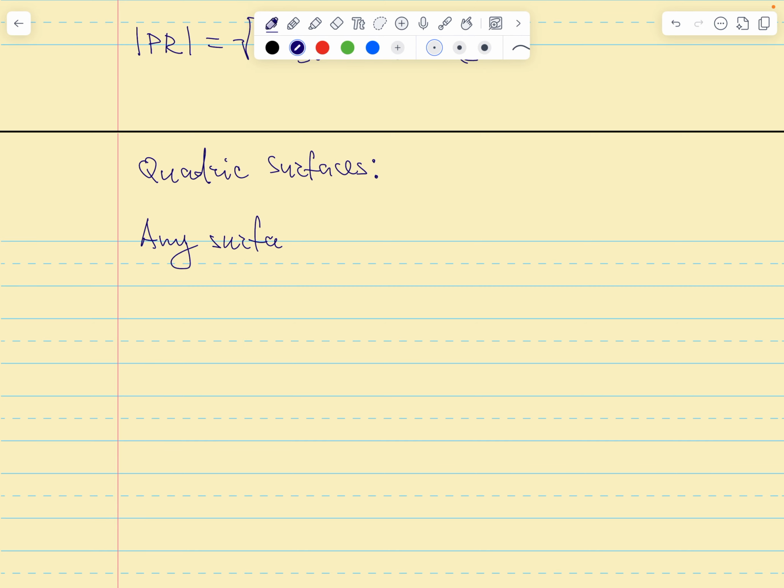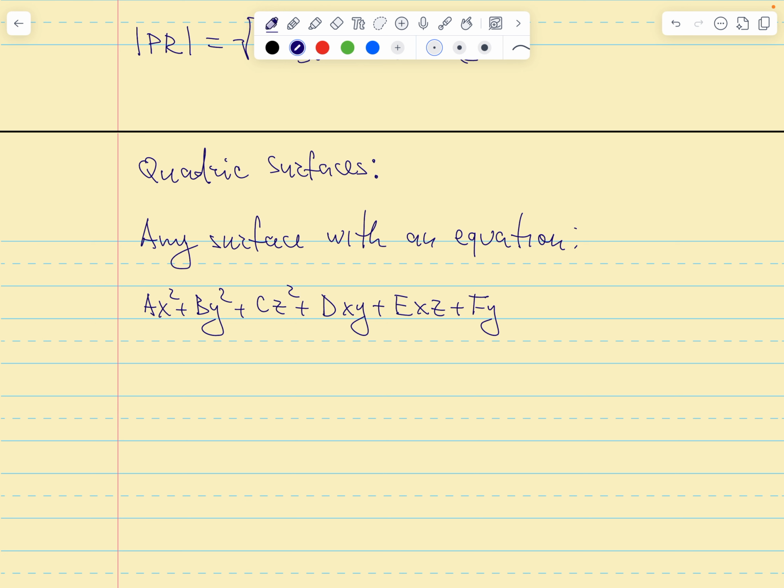surface with an equation ax squared plus b y squared plus c z squared plus dxy plus exz plus fyz plus, so this lists all possible second powers of x, y, and z, so all possible products of first powers of different coordinates and all of their squares.